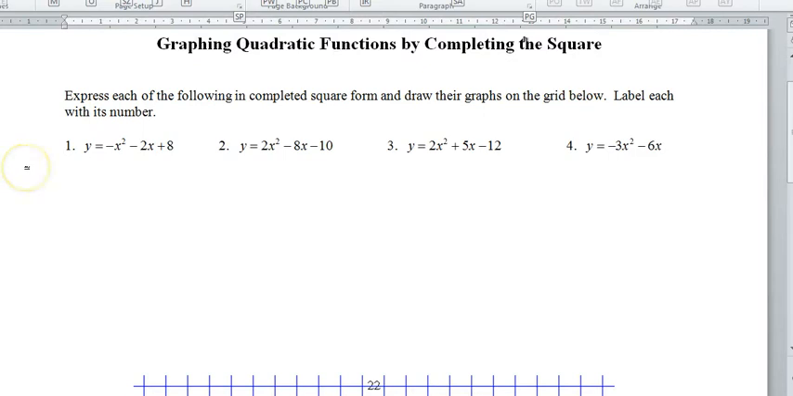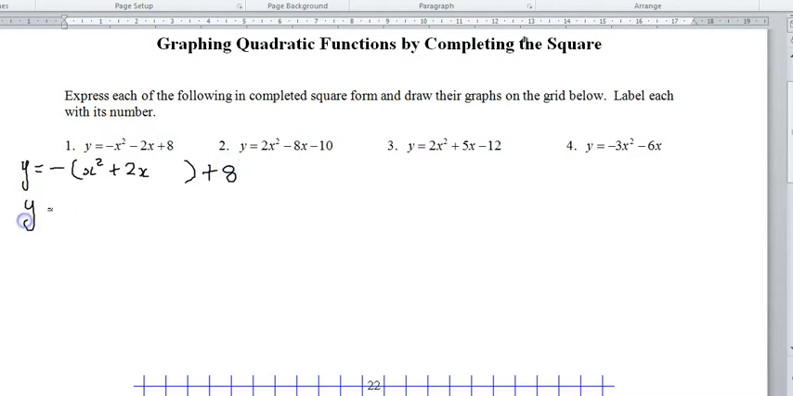Okay, graphing quadratic functions by completing the square. We're going to take a standard form equation and turn it into a completed square form, which will allow us to draw it on the graph. So we go y equals, we're dealing with the first two terms, and I need a positive 1x squared. Leave some space there, and then we'll throw out the plus 8.